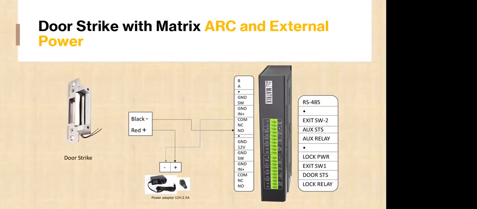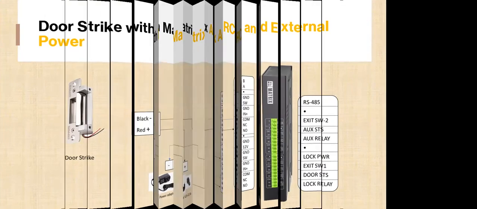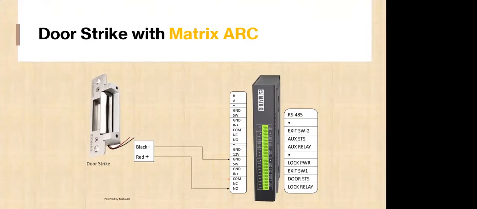Perfect. And this is optional, but it's not required. If you want to use external power, let's say if you're using a mag lock, then you would be using external power. But for most situations, it's going to be just power directly from the matrix.